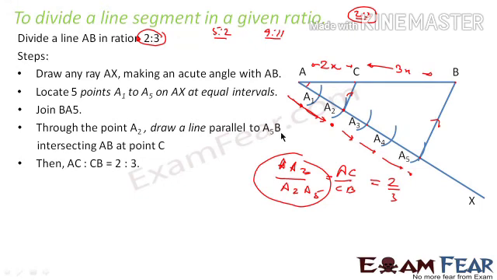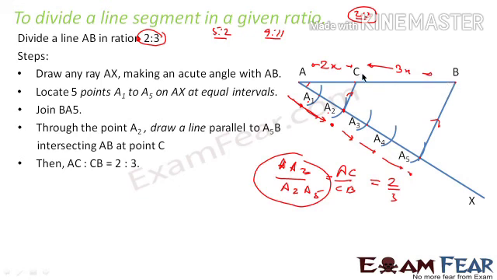If you are asked 4 by 5, then you draw 4 plus 5, 9 equal points. And then you join these endpoints, and if it is 2:3, you take the first, second one, and from this point you draw a parallel line. If it is, let's suppose, 3:2, then you take this point first, and from here you draw a parallel line. If it is 4:1, in the same case, you take from here, you draw a parallel line. Correct? And then the point where it meets is C, so AC by CB is your ratio.